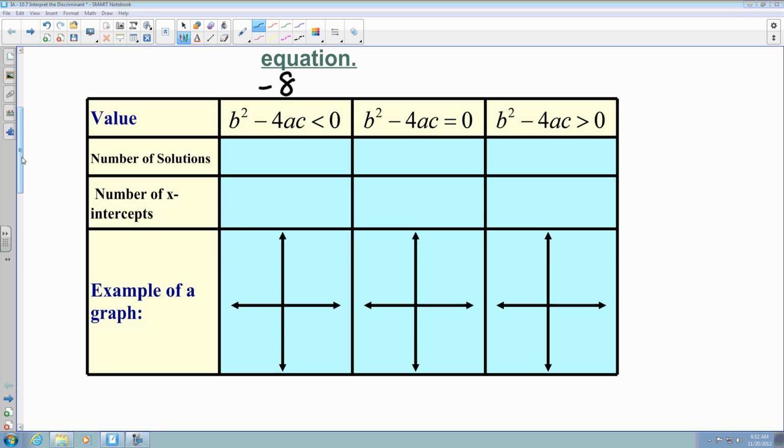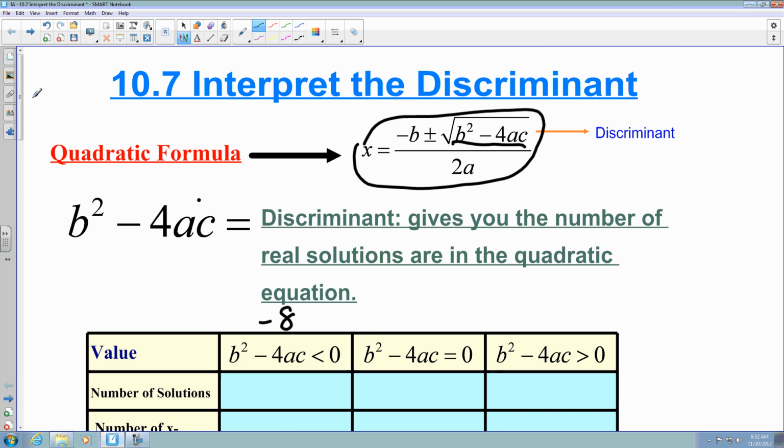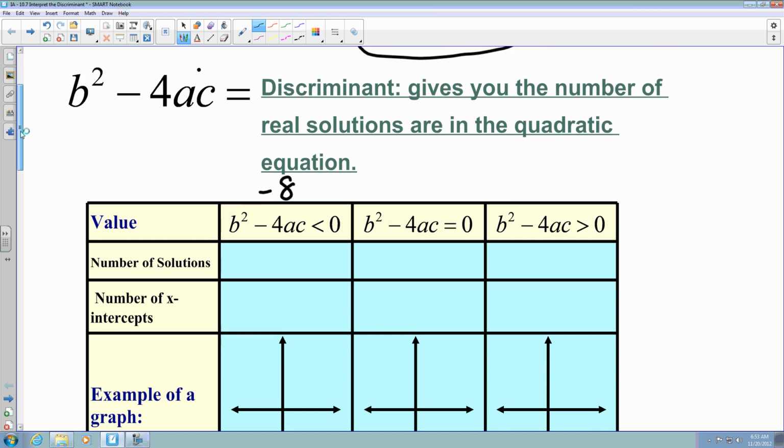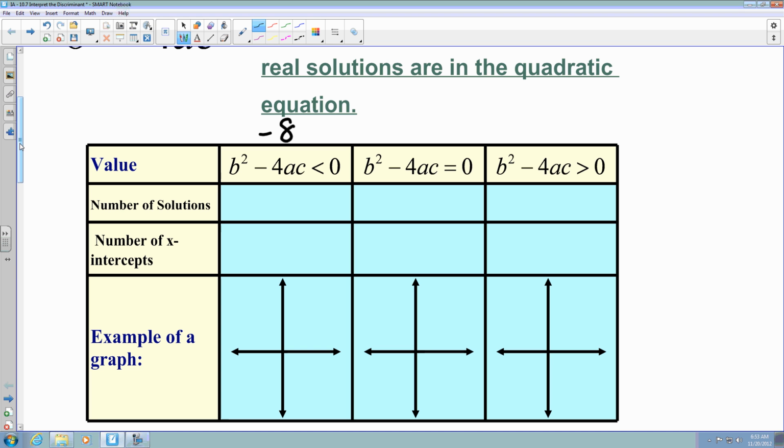If we look into our quadratic equation, if -8 ended up being the result here, we can't take the square root of a negative number. So the number of solutions we would have is 0 solutions or no solutions. The number of x-intercepts, well, if we have no solutions, we have no values for x. So that means we have 0 x-intercepts.